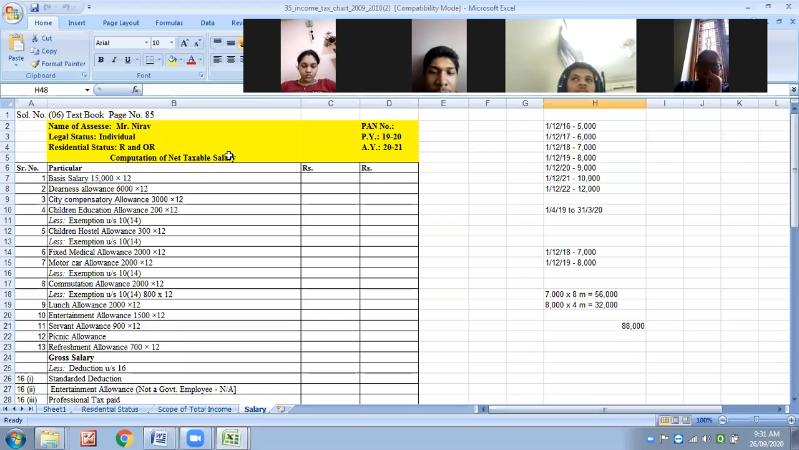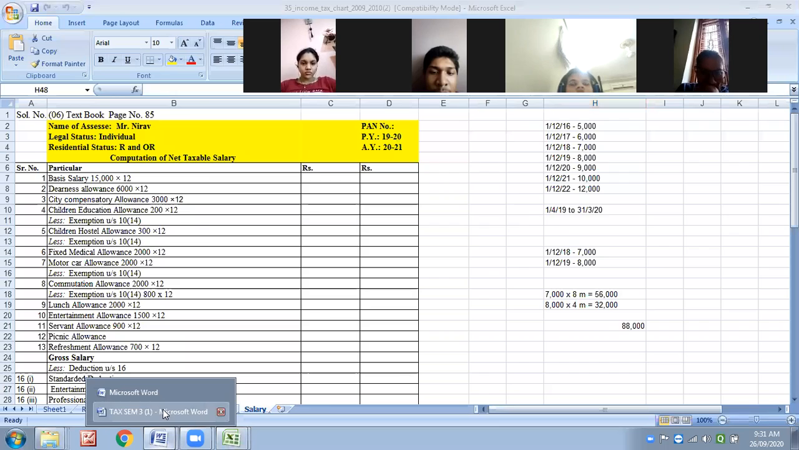Computation of next taxable salary: the previous year is fixed for us, the assessment year is fixed for us. Next year again it will change. Okay. Till here it is clear.